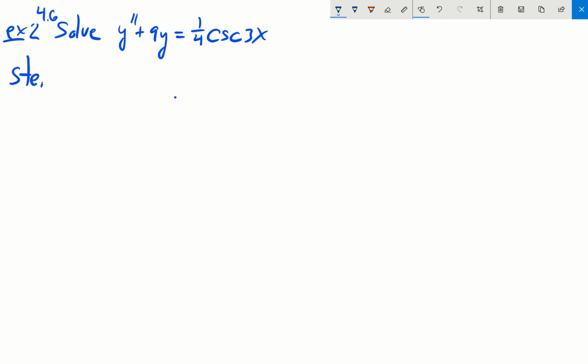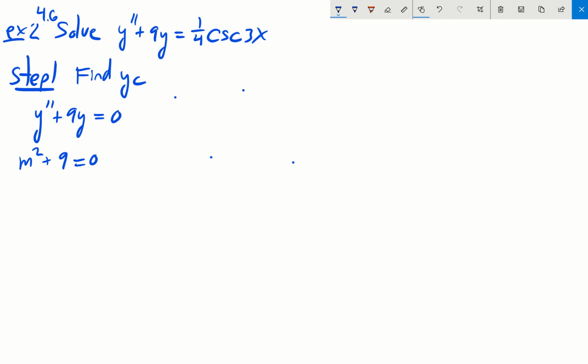We start out as we always do. Step 1 is going to be to solve the homogeneous differential equation. So we're going to find our complementary solution. In this case, we have y double prime plus 9y equal to 0. The auxiliary equation would be m squared plus 9 equals 0. We can solve this by taking the 9 to the other side, taking the square root, and that's going to produce plus or minus 3i.